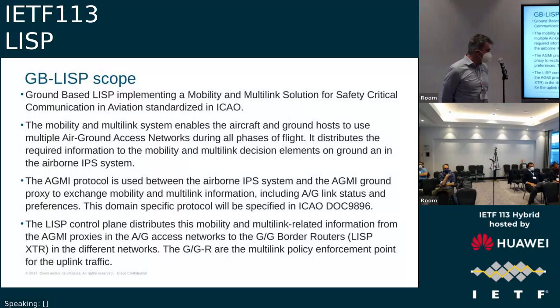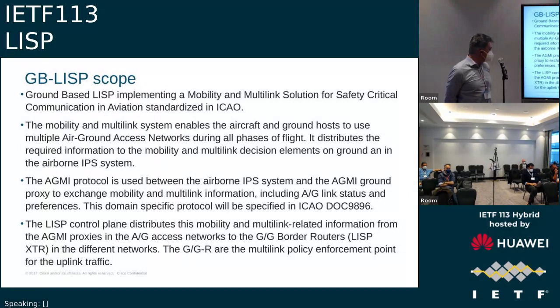This system enables the aircraft and the ground applications and hosts to use multiple air-ground access networks during all phases of flight. It distributes all the relevant information to the mobility and multi-link decision elements, which I will explain in the next slide, on ground and in the airborne IPS system. One specific protocol we're using for exchanging information between the aircraft and the ground is called the Air-Ground Mobility Interface Protocol. That's a domain-specific protocol, and we will only specify this in ICAO, and it's not in focus here in IETF, and we are not planning to standardize this here.